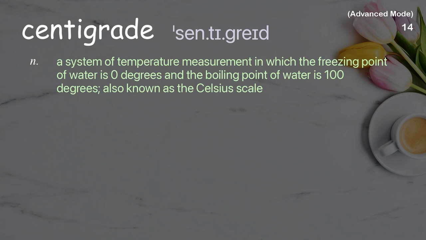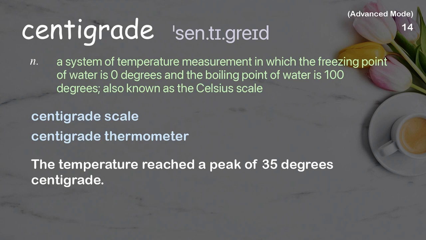Centigrade. A system of temperature measurement in which the freezing point of water is 0 degrees and the boiling point of water is 100 degrees, also known as the Celsius scale. Examples: Centigrade scale. Centigrade thermometer. The temperature reached a peak of 35 degrees centigrade.